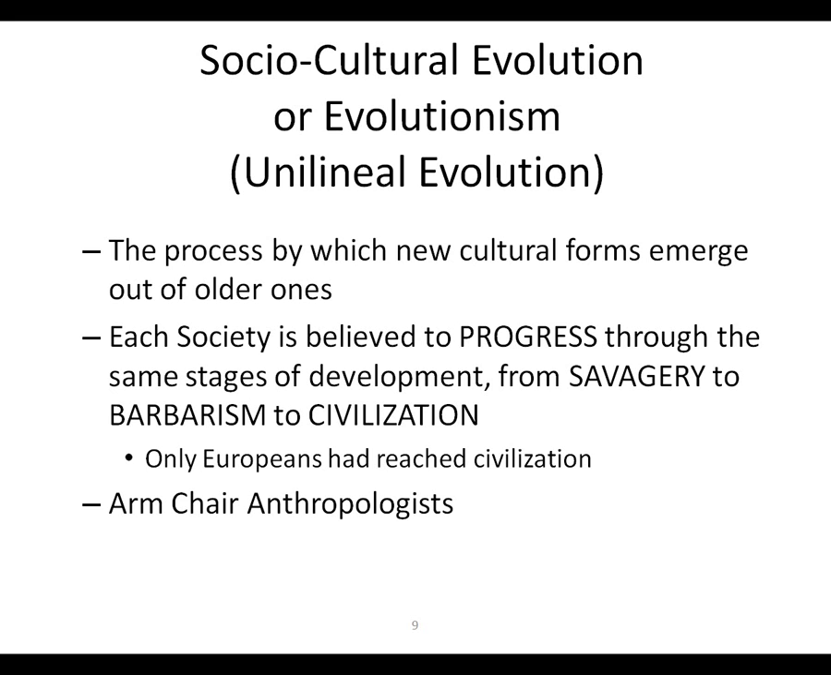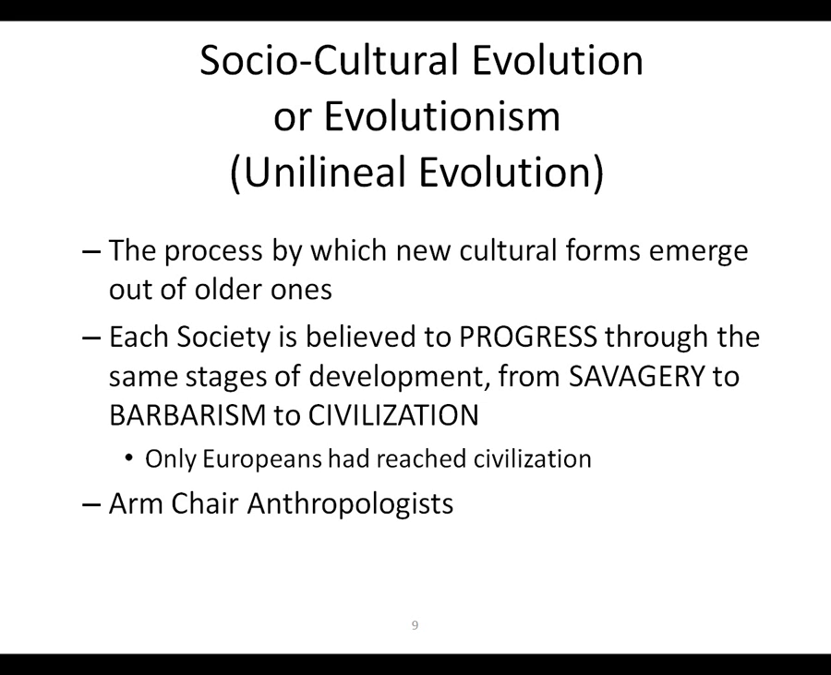Ultimately, early anthropologists are called armchair anthropologists, the idea being that they weren't actually going out to see how these people lived, but they were reading accounts that missionaries wrote, that explorers wrote, and making assumptions about how these people lived and what they needed to improve.